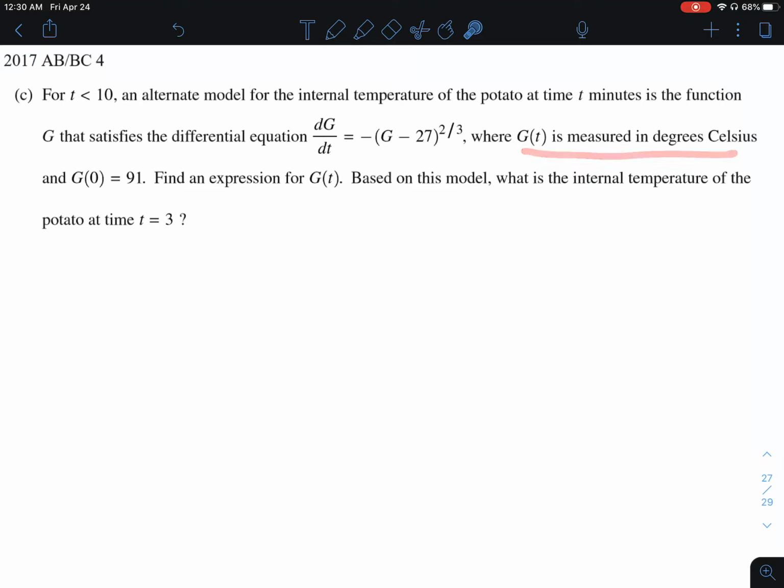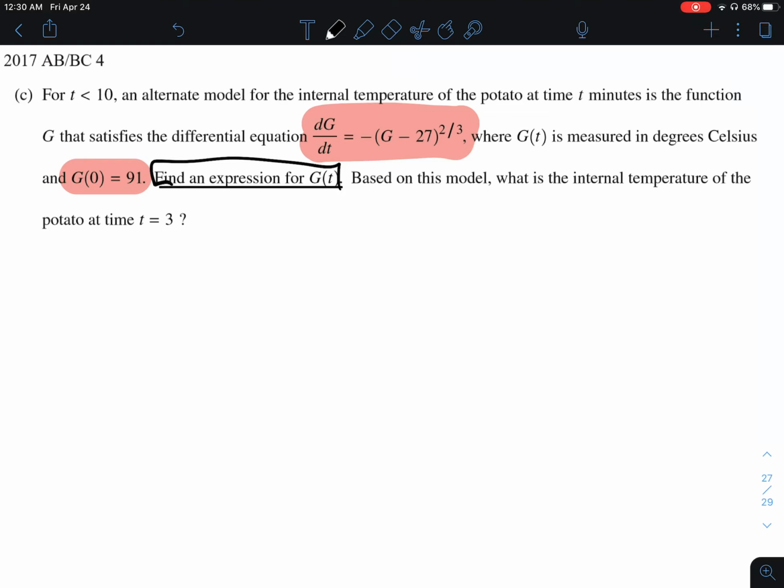G is measured in degrees Celsius. We have this initial condition. That's always super important. This is obviously also super important. Find an expression for G of t. So that's one thing that we're supposed to do. Based on this model, what's the internal temperature when t is 3? So there's two parts to this that we're supposed to do.